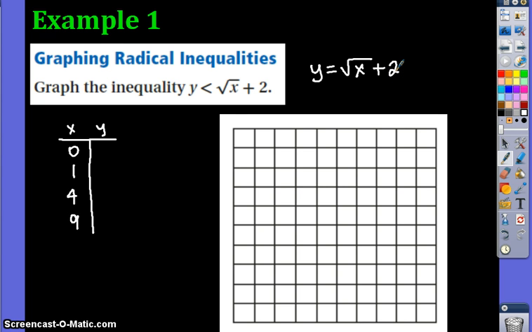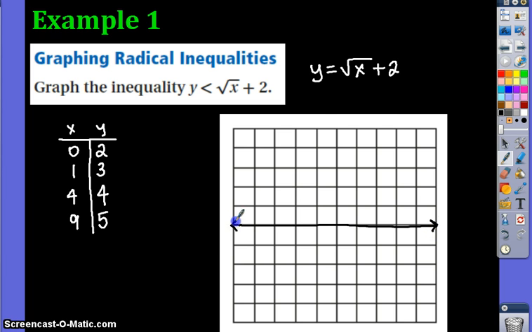All right, so let's sub in some numbers. The square root of 0 is 0, plus 2 is 2. All right, sub in the 1. The square root of 1 is 1, plus 2 is 3. The square root of 4 is 2, plus 2 more is 4. And the square root of 9 is 3, plus 2 more is 5. So now we can get a good idea what the graph of this will look like.